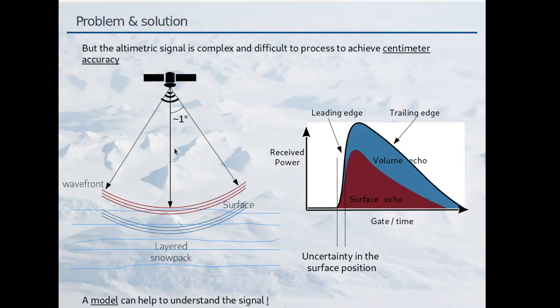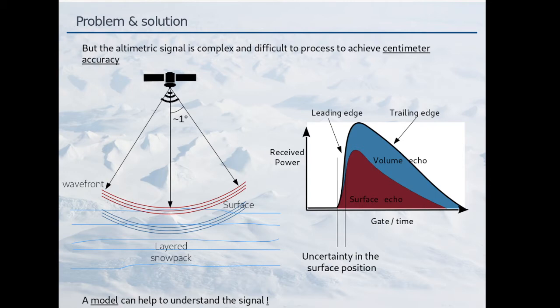In principle, the altimetric signal is simple because it's just a pulse emitted from the satellite, echoed on the surface and received by the satellite, and the time gives the altitude. But in practice, especially on a dry snowpack where we have penetration of the wave, we have something more complex due to the echo of the volume of the grains and of the layers in the snowpack. And because we retrieve the surface position, the surface altitude, from the shape of the leading edge, a small change of this shape can lead to a major uncertainty, especially when we are looking for centimetric accuracy.